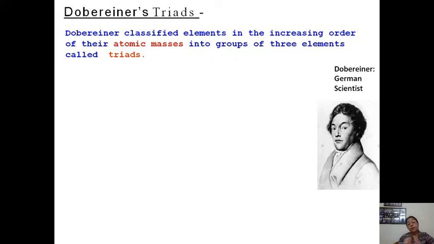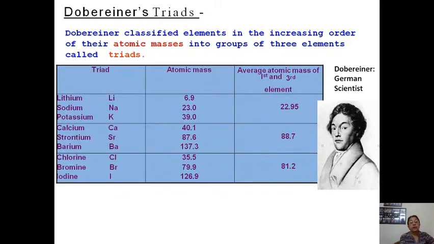So what was the fundamental basis of the classification of elements at the time of Dobereiner? It was the increasing order of atomic masses. Please remember this, and also remember that he classified the elements into triads, into groups of 3. So there are 3 triads shown in the table. The first triad is lithium, sodium and potassium. The second triad consists of calcium, strontium and barium, and the third triad is the group known today as the halogen group, that is chlorine, bromine and iodine.